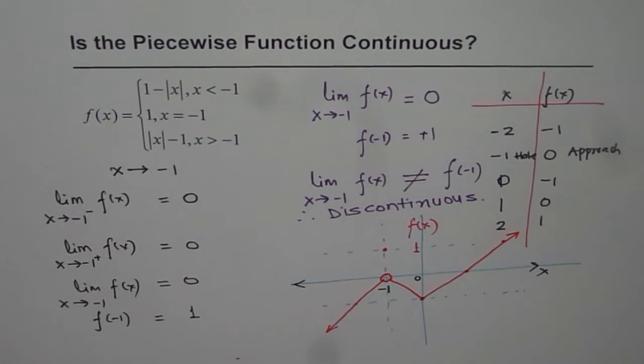I hope that makes things absolutely clear and you appreciate the concept. So the limit may exist, but still the function may be discontinuous. The reason is that the value of the function is not the same as the limit of the function, correct? That's the gist of it.